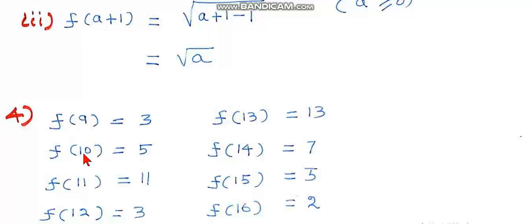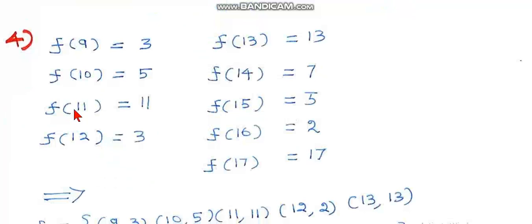F of 10, highest prime factor of 10, that is 5. F of 11, highest prime factor of 11 is 11. F of 12, highest prime factor of 12 is 3. F of 13, highest prime factor of 13 is 13. F of 14, highest prime factor of 14, 7. F of 15, highest prime factor of 15, 5. F of 16, highest prime factor of 16, 2. F of 17, highest prime factor of 17 is 17.